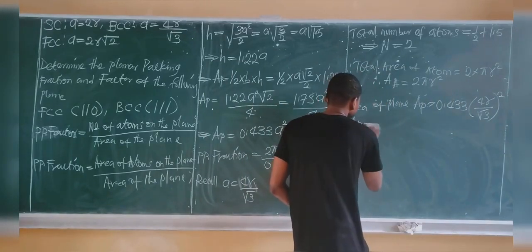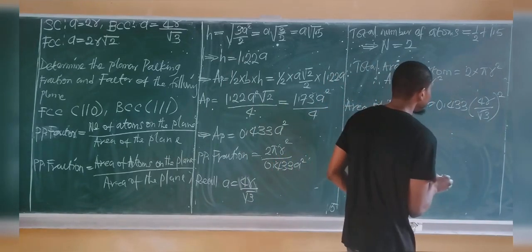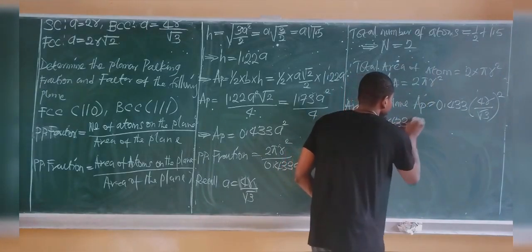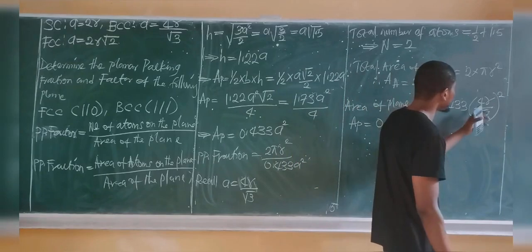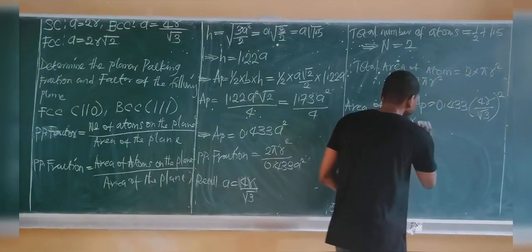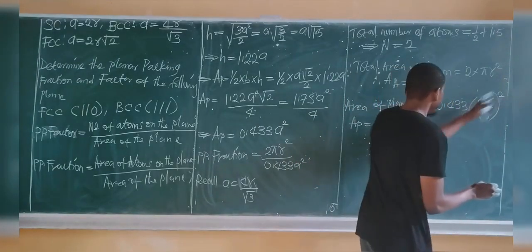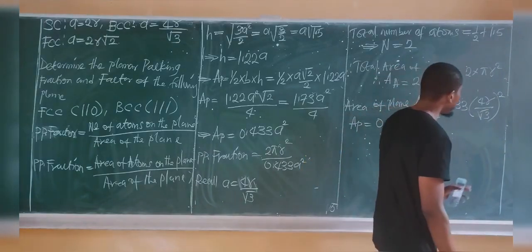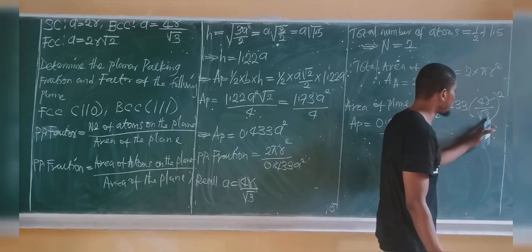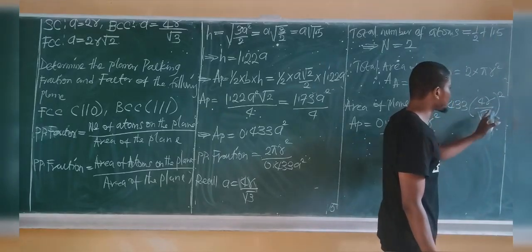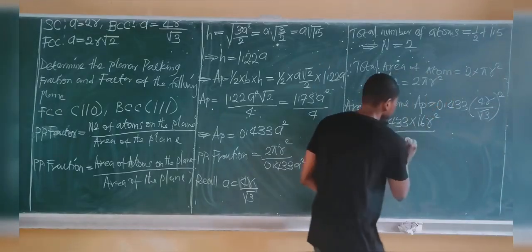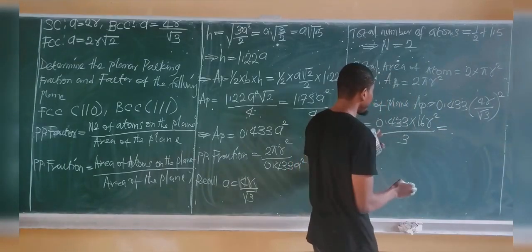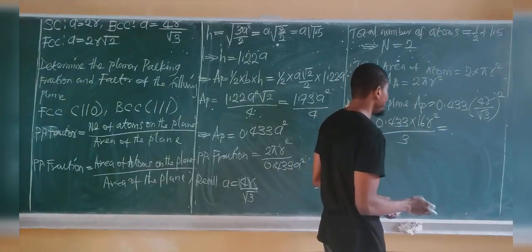the area of the plane is now equal to 0.433, okay, multiplied now by, take note, 4 squared becomes 16. This is 16 r squared. So we have r squared all over, take note now, the square root of 3 to the power of 2. The 2 cancels the square root itself. So we are left with 3 here. This is now equal to, so we compute 0.433 multiplied by 16.